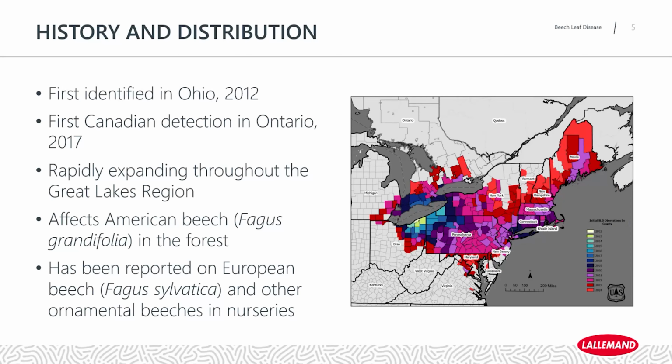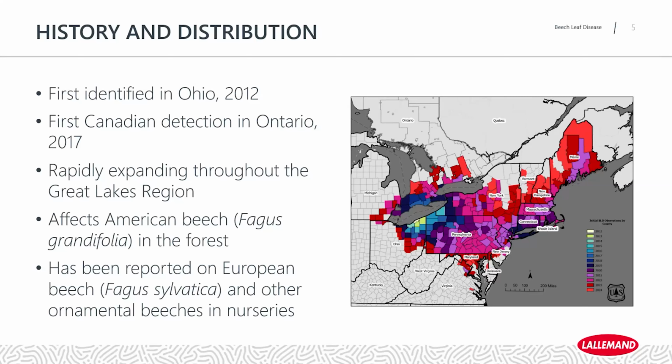So beech leaf disease was first identified in Ohio in 2012, and then later in Ontario in 2017 in Elgin County. It has since spread throughout most of the regions in southern Ontario, affecting both natural and planted landscapes, including nurseries. It's also spread across much of the northeastern United States. And as I mentioned earlier, this disease affects beech trees of all sizes, from saplings to mature specimens, and can cause mortality in young trees within just a few years.